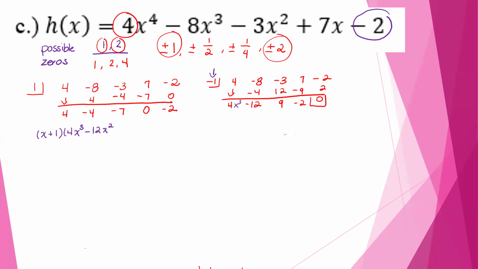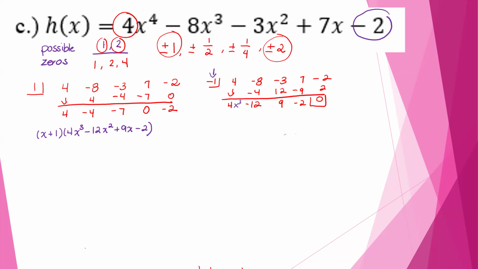12x what? Squared, plus 9x. What's the last piece? Minus 2. Does everybody understand why that works? Why you go down 1? You're taking out an x plus 1, so you're dividing that out. So if you had x fourth and I divide out an x, I'm left with x cubed.